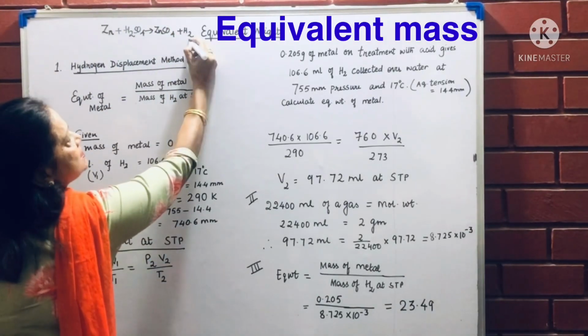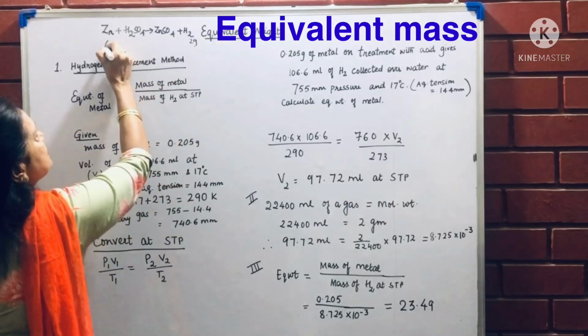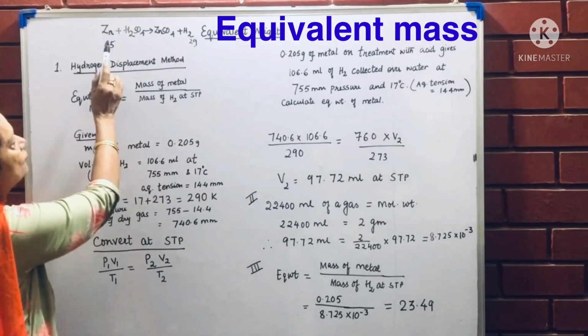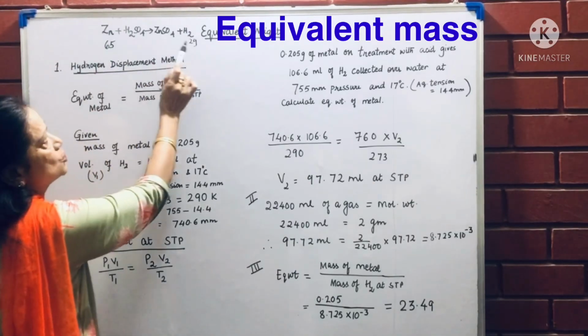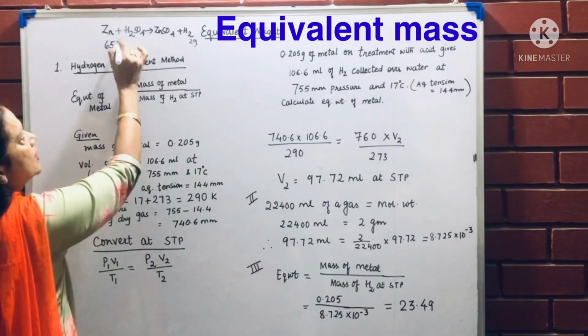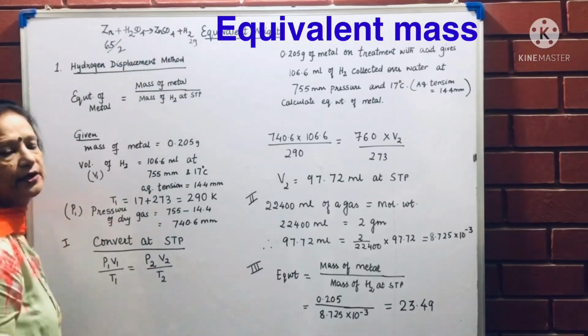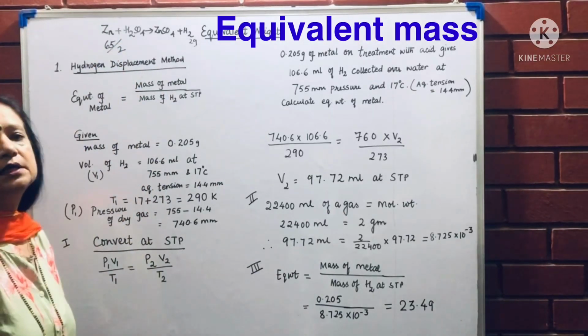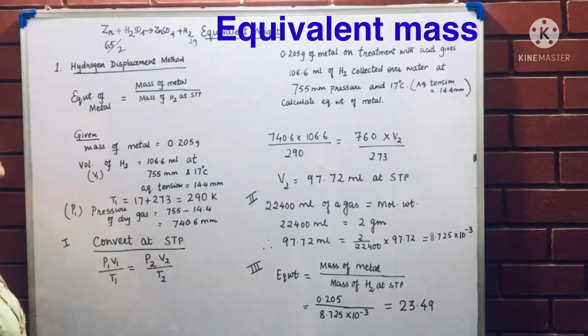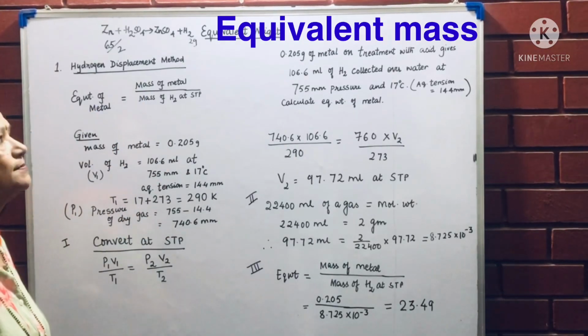From this I know this is 2 grams and this is 65. Atomic weight of zinc is 65. So I know from 65 grams, 2 grams are displaced. If I want to find out for 1, then obviously I'll divide this by 2 and that will be the equivalent weight of zinc. The first method that I'm using is the hydrogen displacement method.